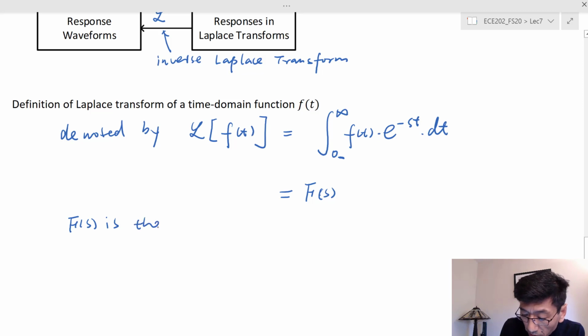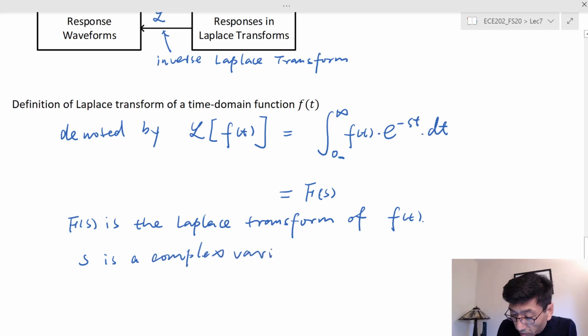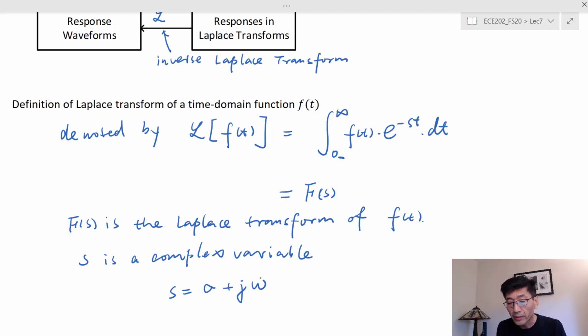is the Laplace transform of f(t), and s here is a complex variable, and s typically equals sigma plus j omega, where sigma is real and omega is real. Okay, so this is the definition.